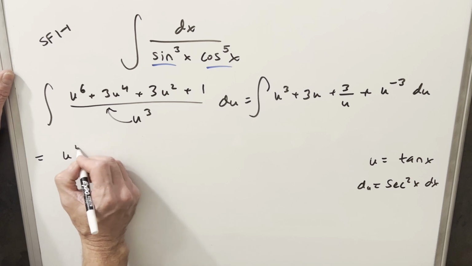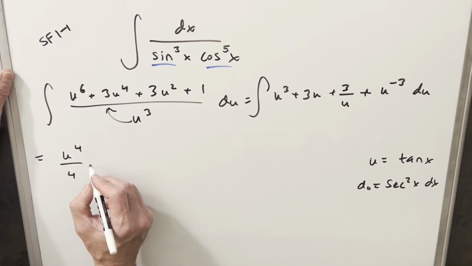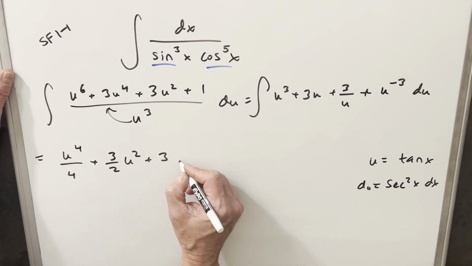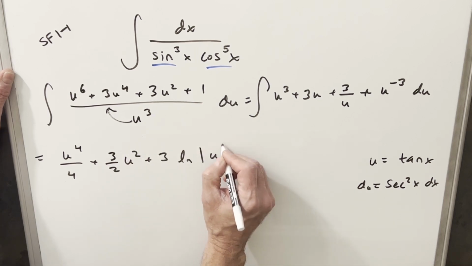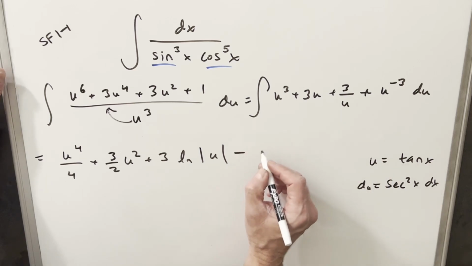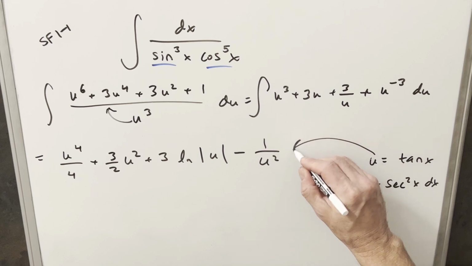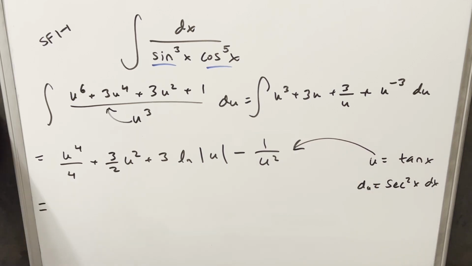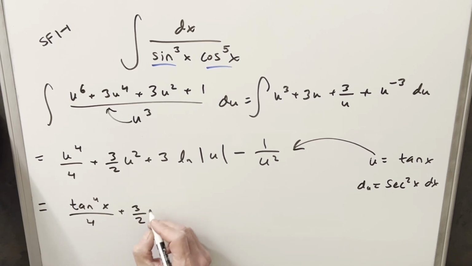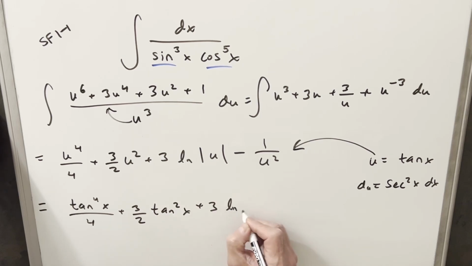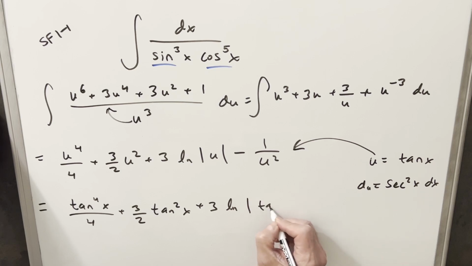We just have power rule mostly. So this is going to become u to the 4th over 4 plus 3 halves u squared plus 3 natural log absolute value of u, and then this last one's going to become minus, let's say, 1 over u squared. Now to finish it off, I'm going to back substitute with my u value. For our solution, we're going to have tan to the 4th x over 4 plus 3 halves tan squared x plus 3 natural log absolute value of tan x.